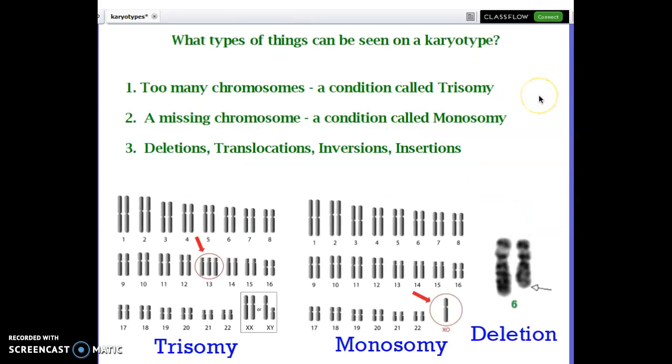All right, so what kind of things can we see on a karyotype? We can tell if there are too many chromosomes, like maybe they didn't split properly during meiosis and you end up having 3 here.